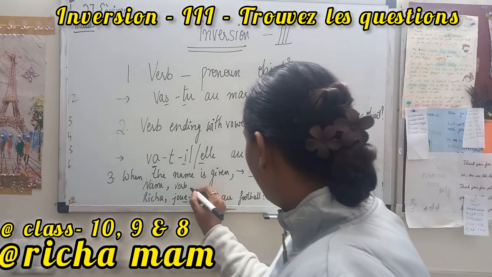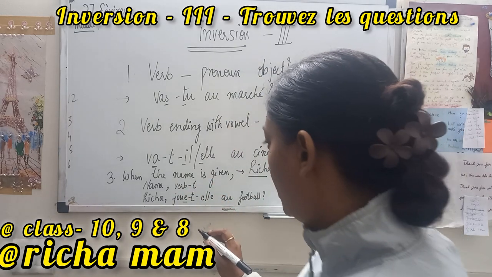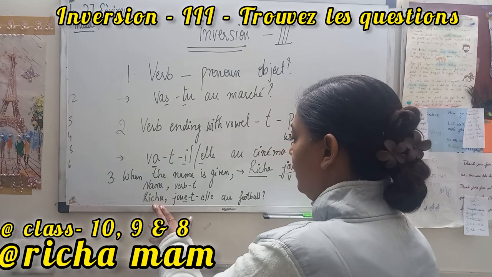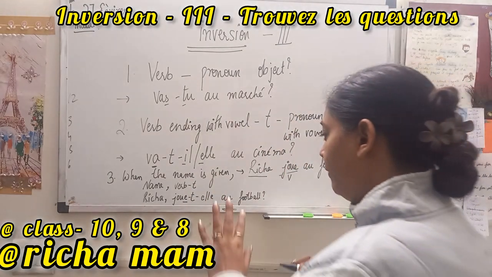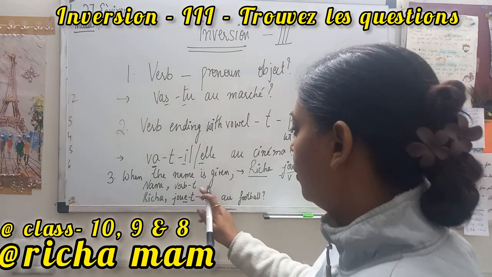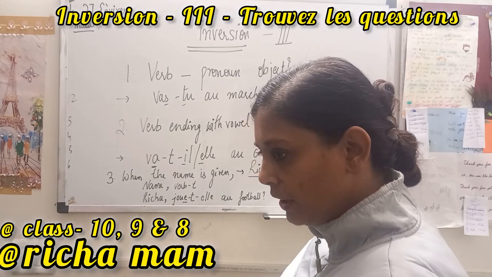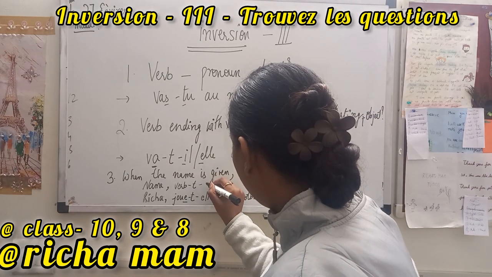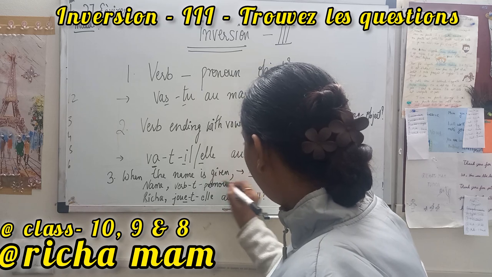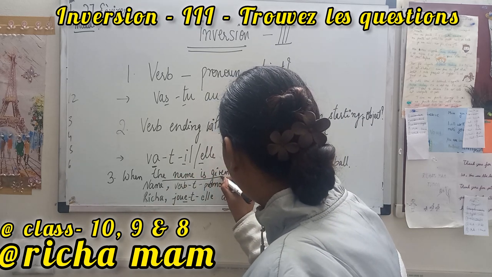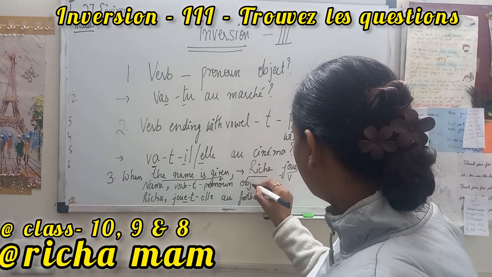So here mostly the verb will end with a vowel, because we need to replace the name with either il, elle, ils or elles. With il and elle the verb ending with E is what we know. Yes. Then the pronoun, and what kind of pronoun? The one that will replace the name. Okay, and then the object.